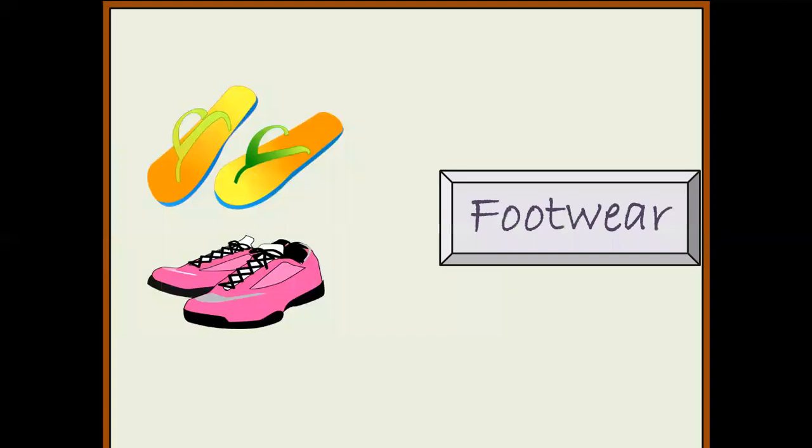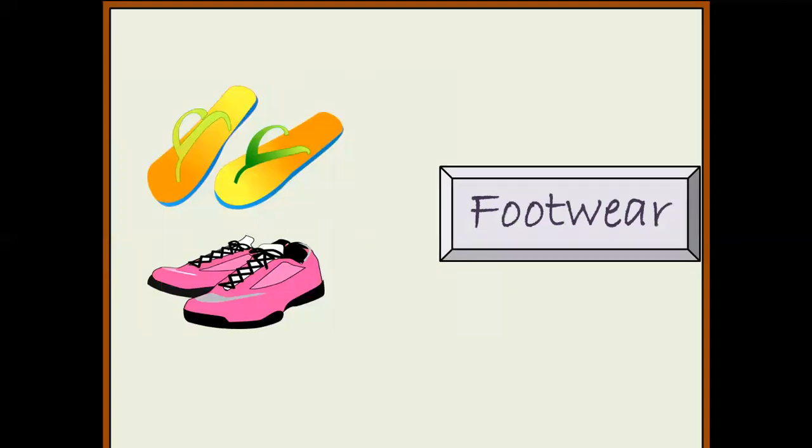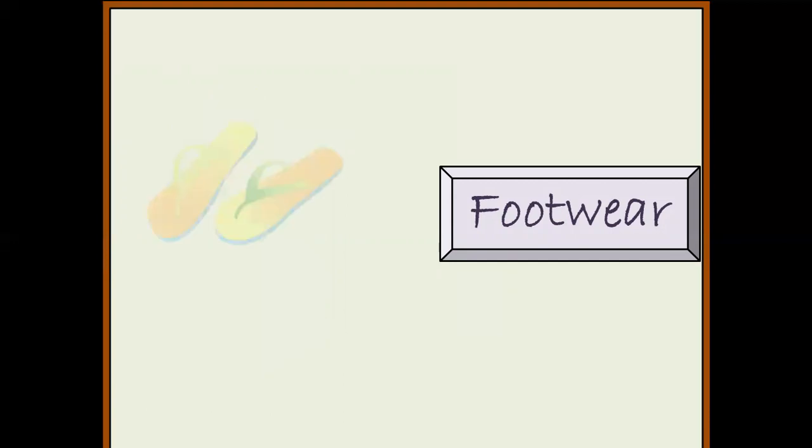Fa. Guys, what is this? I protect you from dust, thorns. Who am I? Footwear. Fa. Footwear. Next, let us see. Can you guess this? Yes, you like it most. What is this?